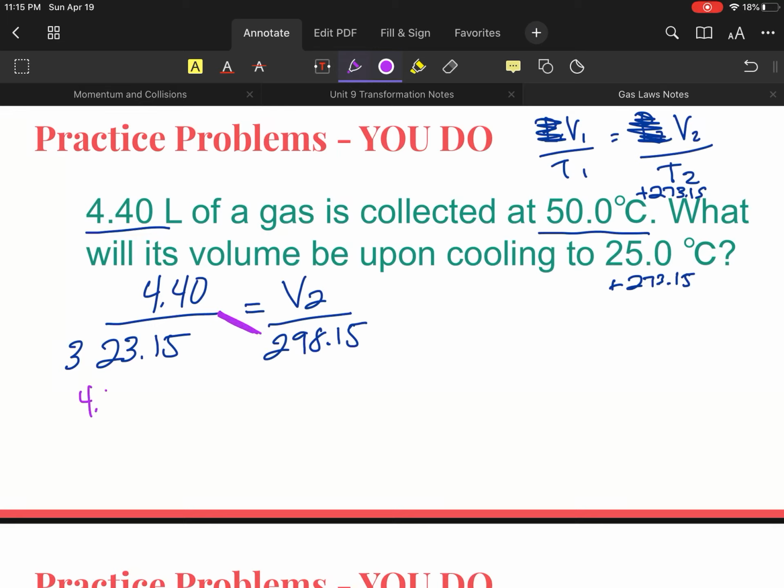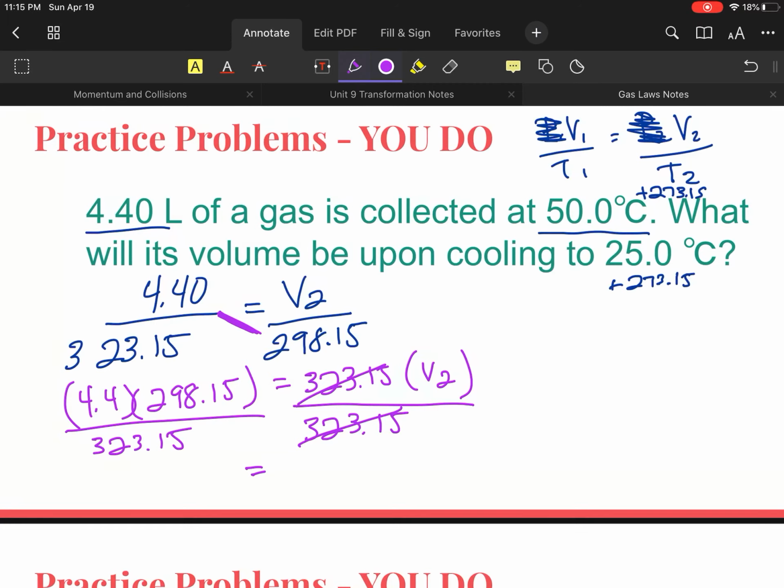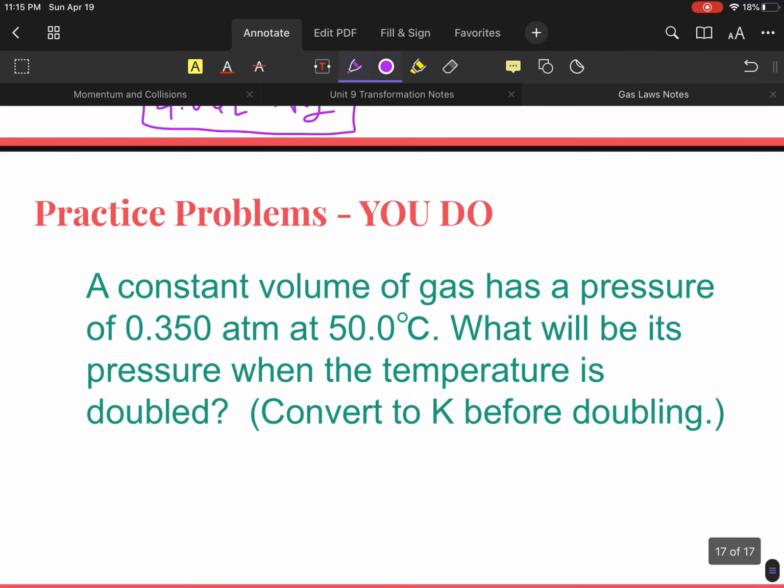And then I can divide by the 323. What I do to one side, I have to do to both. Those will cross out. Once I type in 4.4 times 298.15, I'm going to divide that by the 323, end up with 4.06. And again, this is volume, so it's going to be liters. Okay, if you don't get this answer, it might be because you didn't change your temperatures here to Kelvin. So just don't forget to do that.